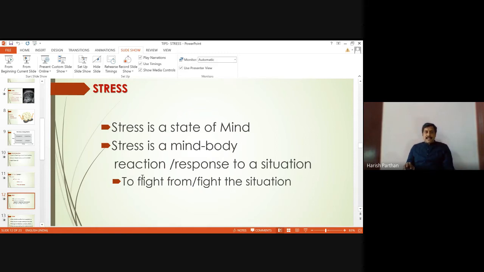Your mind's reaction and response to the situation affects your body. So depending on the situation, do you want to flee or fight? You either move away or you fight back against the situation. It depends on how you have trained your brain or yourself for such situations. This is what we call stress.